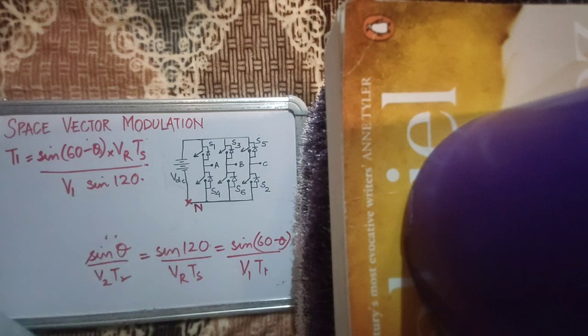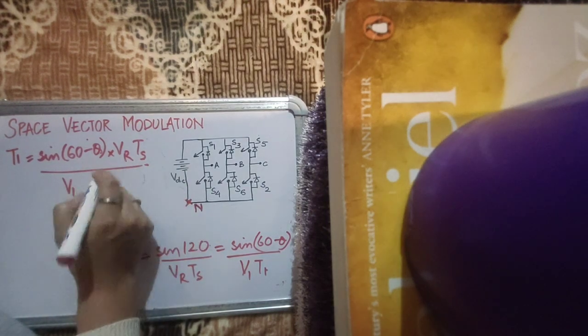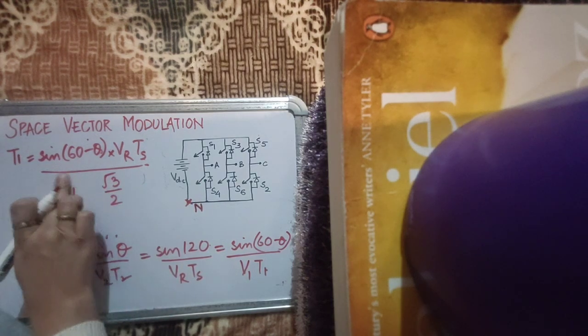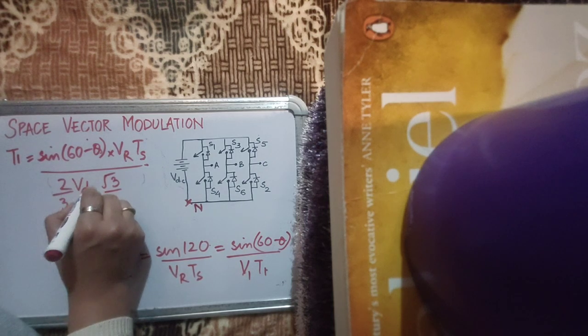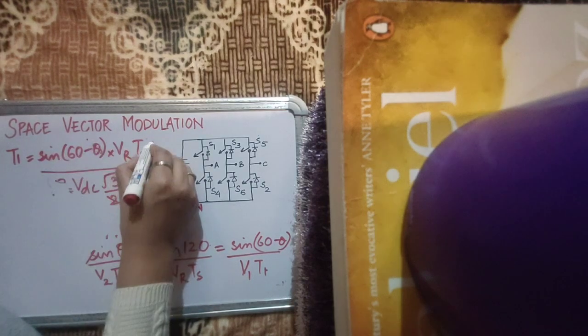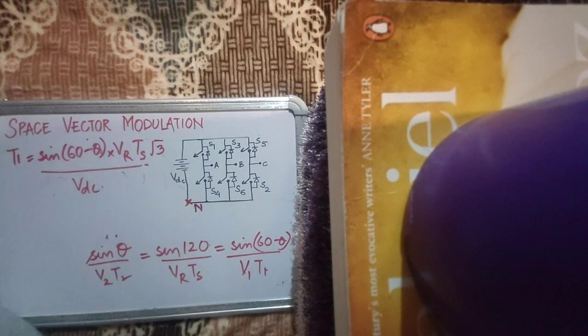Sine 120 we can write it as root 3 by 2, and V1 we can write it as, we know that its length is 2 by 3 times VDC, this and this will go, and this will become root 3 over here. So something like this, right?